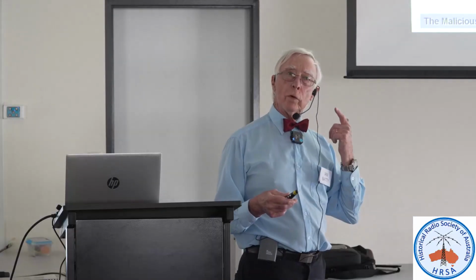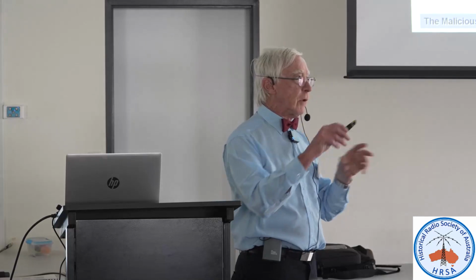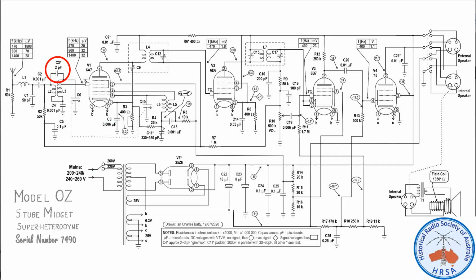Now, the first thing I thought was, it's the IF. Well, no, because the IF doesn't depend on the signal frequency or the tuning, so it has to be somewhere in the converter circuit. I checked the alignment, it was okay. Then I went around and checked the antenna circuit, and here's what I found. You may be familiar with this little fella. It's colloquially known as a gimmick. It's correctly called the top coupling capacitor.